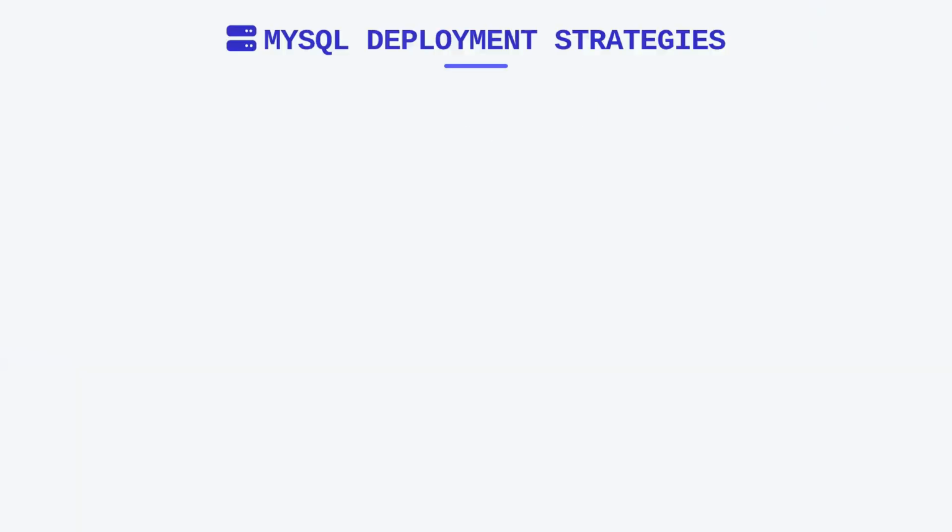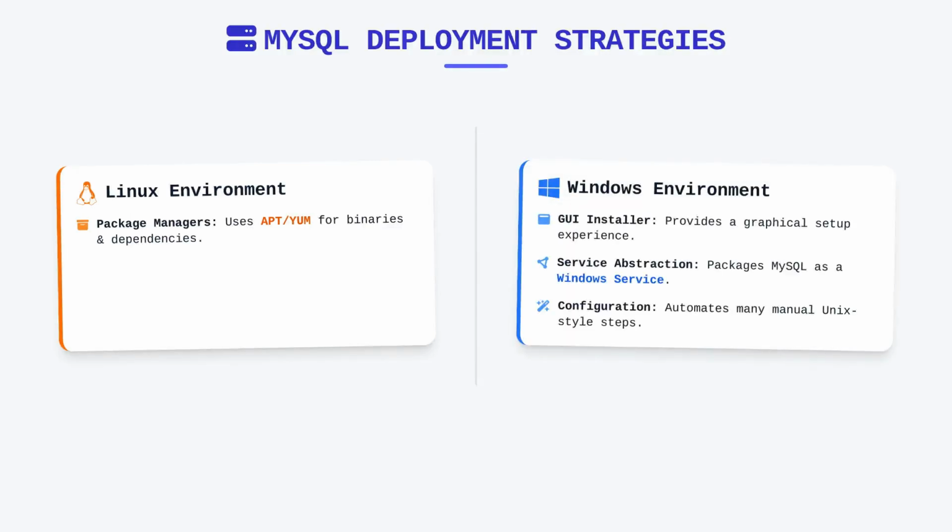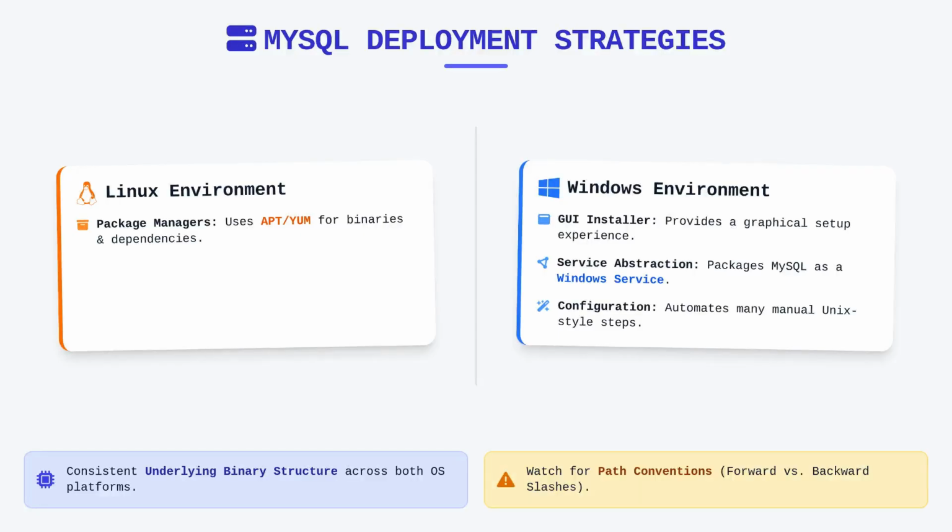Determining the right deployment strategy starts with understanding the differences between Linux and Windows environments. On Linux distributions, you typically rely on package managers like apt or yum to handle binaries, which simplifies updates and dependency management significantly. Conversely, the Windows installer provides a graphical interface that packages the MySQL server as a Windows service, abstracting away some of the manual configuration required on Unix-like systems. Regardless of the operating system, the underlying binary structure remains remarkably consistent, though path conventions such as forward versus backward slashes can lead to occasional configuration friction if you're not careful.